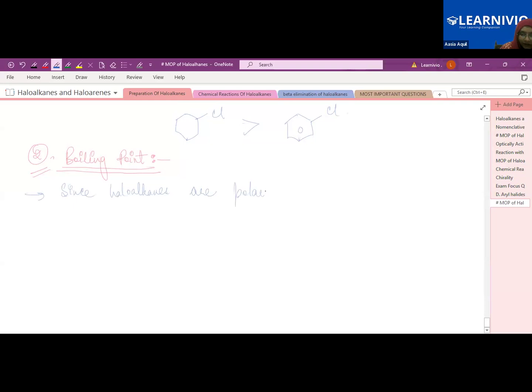Polar. So their boiling point is greater than the parent hydrocarbon chain. So the boiling point is also higher due to larger molecular mass. Okay, now see this point.